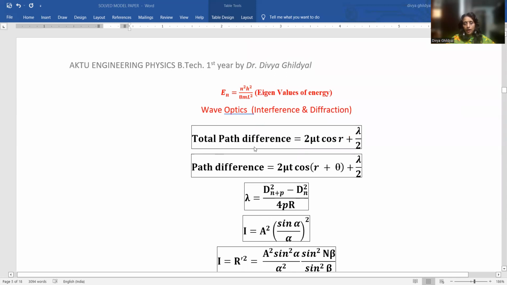Interference: the path difference due to thin film in reflected light is given by 2 mu t cos r plus lambda by 2. Path difference for wedge-shaped thin film is given by 2 mu t cos (r plus theta) plus lambda by 2. Wavelength in the Newton ring experiment is given by D(n+p) square minus D(n) square upon 4pR.